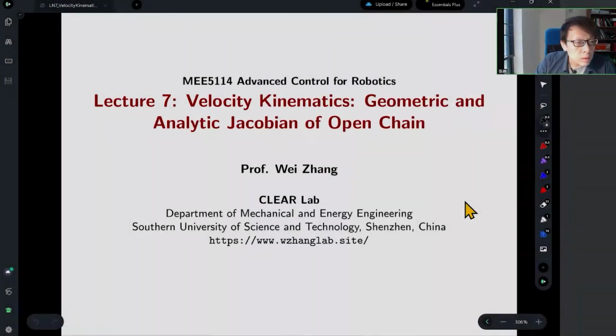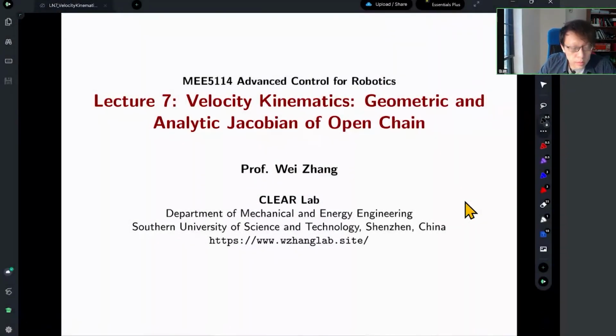Okay, it's time. So let's start with lecture 7. It's about velocity kinematics. Especially, we're going to discuss in detail what we mean by geometric and analytical Jacobian for open chain.